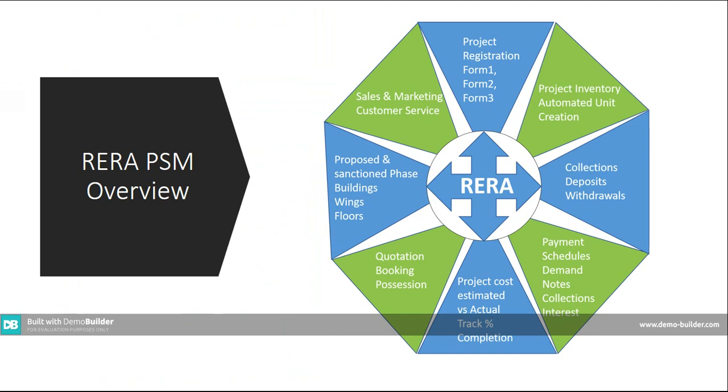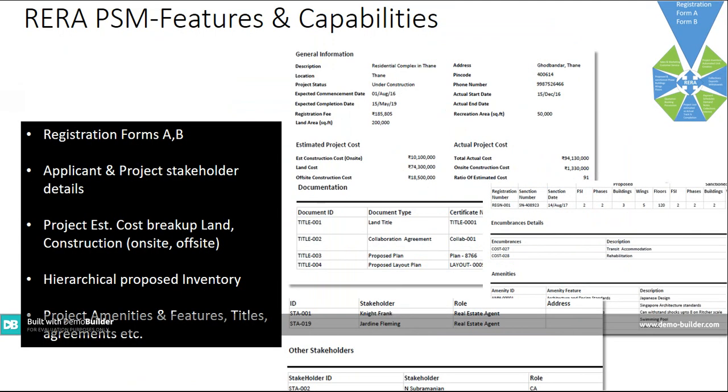This slide provides a snapshot of RERA PSM capabilities which we have discussed. In the next few slides we will delve deeper into each PI, or functional section. You can capture information and generate all the information required for project registration, including the applicant and stakeholder details, project details, applicant's past experience, litigation, and documentation details, project features and amenities, along with the detailed hierarchical inventory viz.